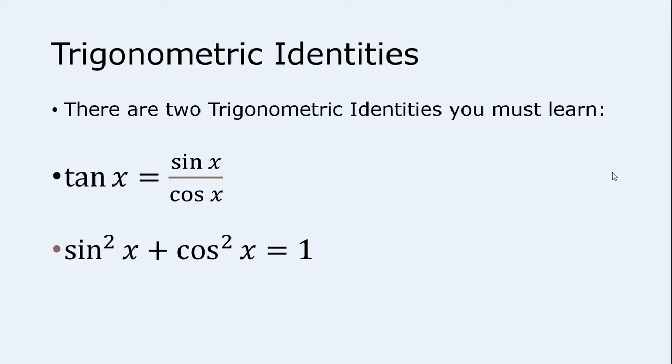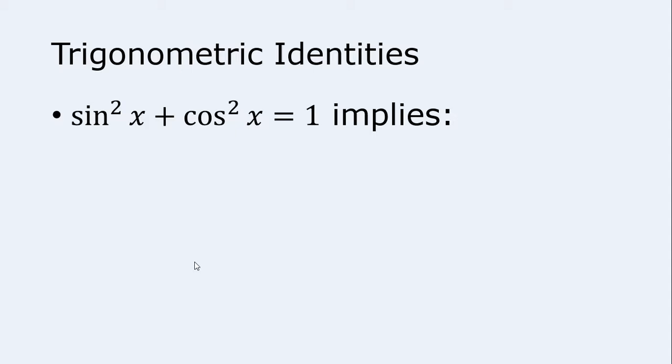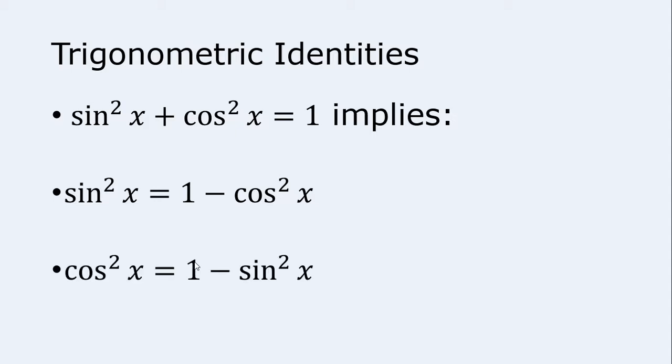Just to say something about the second one, you can rearrange this equation to get two extra ones. So let me just show you what I mean by that. The second one here implies that sine squared x equals 1 minus cos squared x, and that cos squared x equals 1 minus sine squared x. So just to be super clear, these two equations here have come from this first one. We've just rearranged the equation.